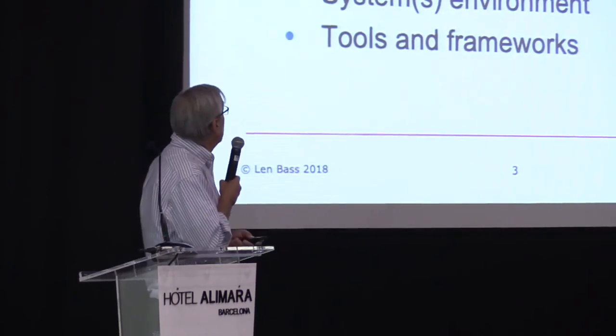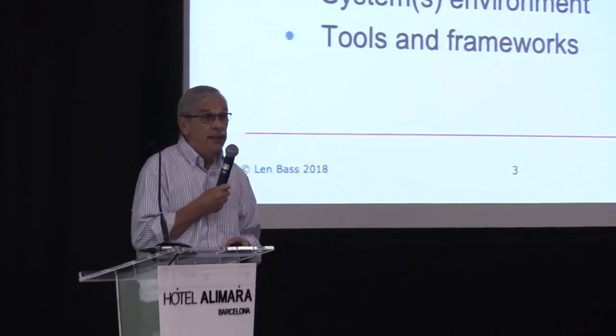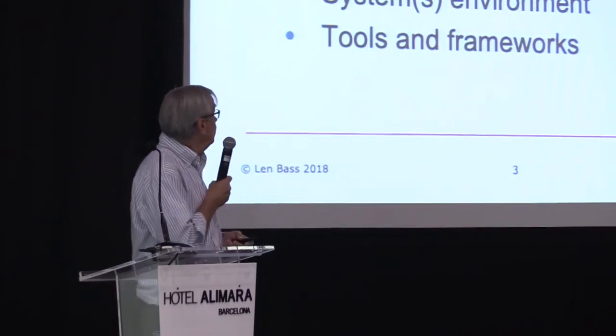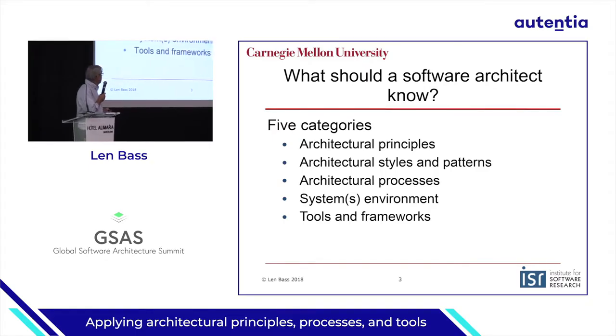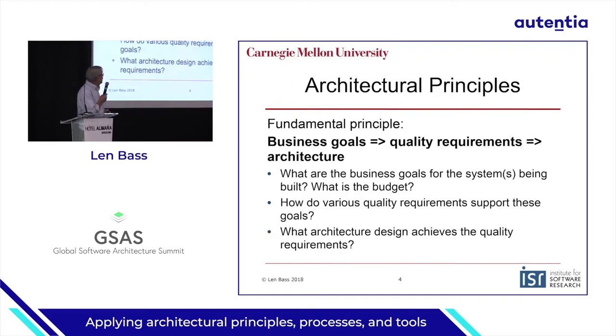You need to know architecture principles. You need to know architectural styles or patterns. You need to know architectural processes, and you need to know the system environment, and you need to know tools and frameworks. So as categories, those are the things you need to know. So let's start with principles.